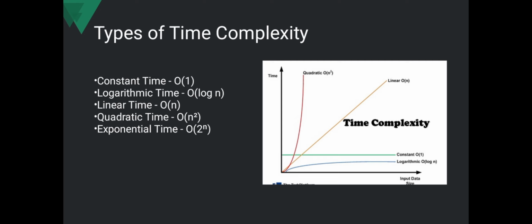Third, linear time. It scales directly with the input size. Fourth, quadratic time. It grows faster as the input increases, like in the nested loops. And lastly, we have exponential time, which grows extremely fast and is generally not feasible for larger inputs.